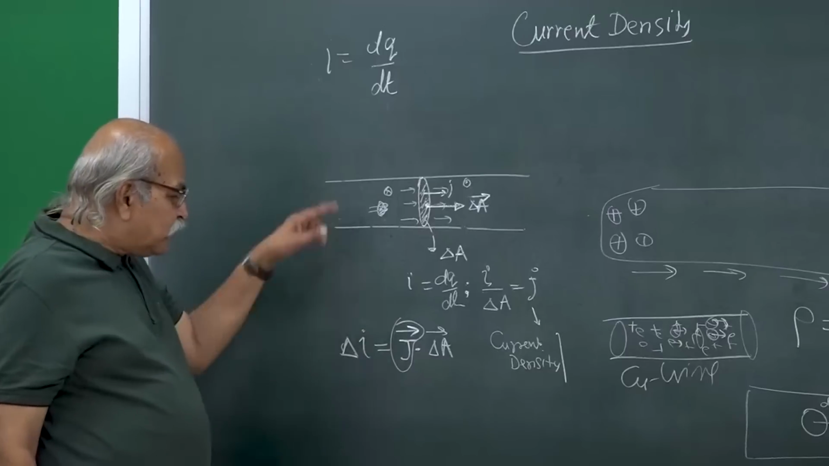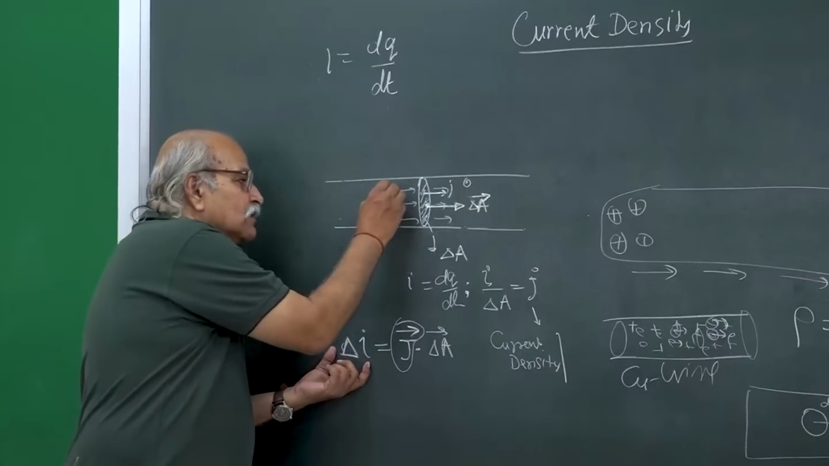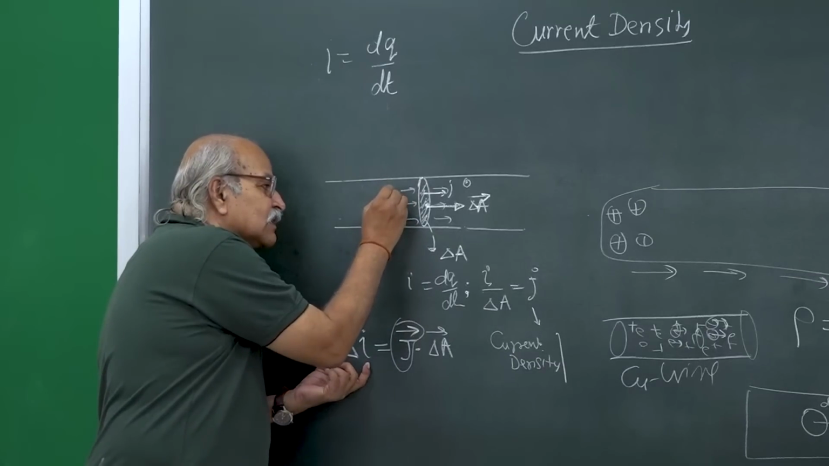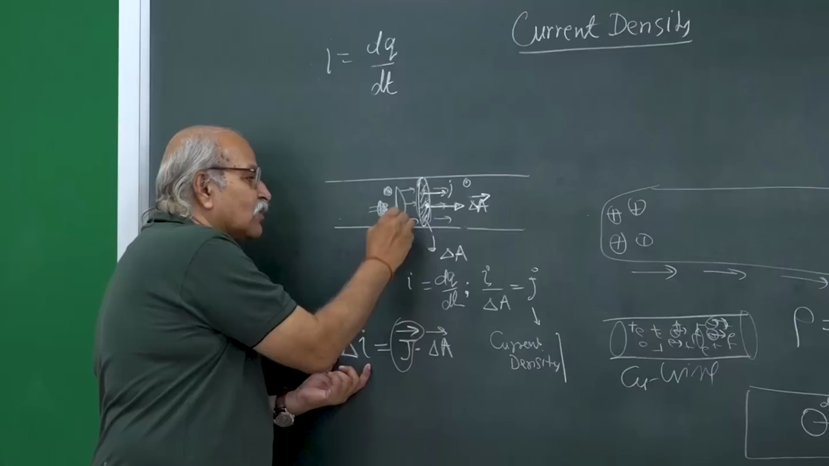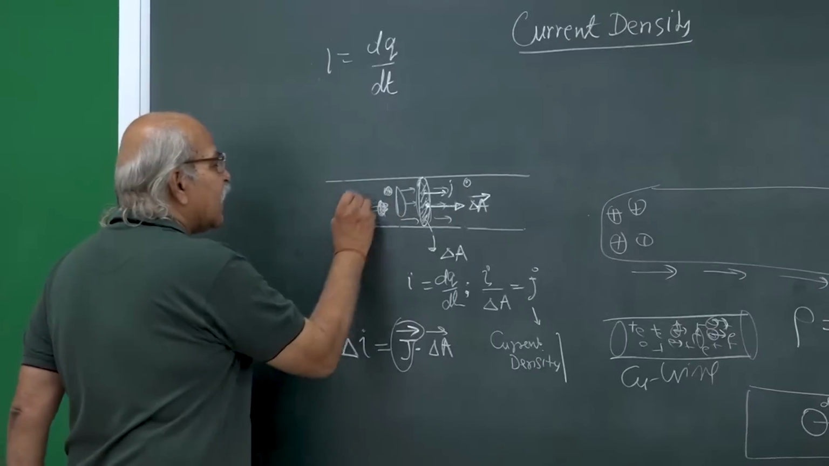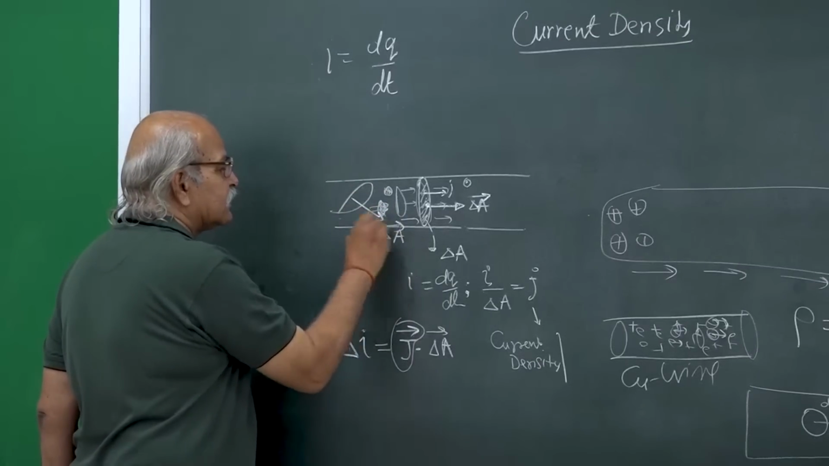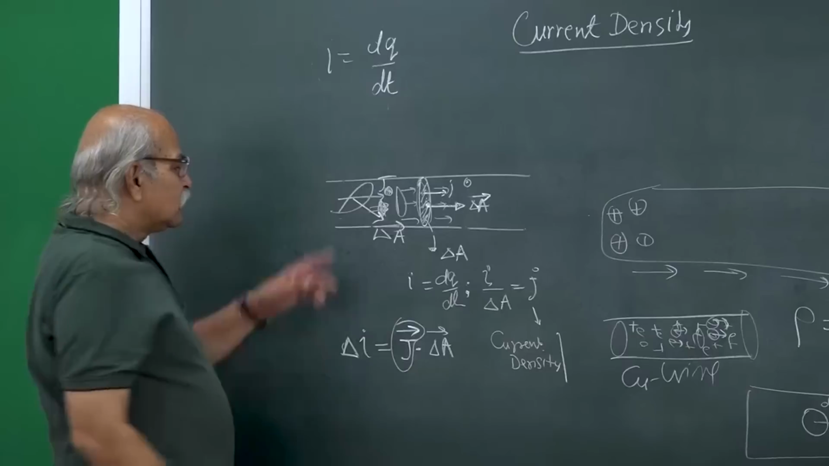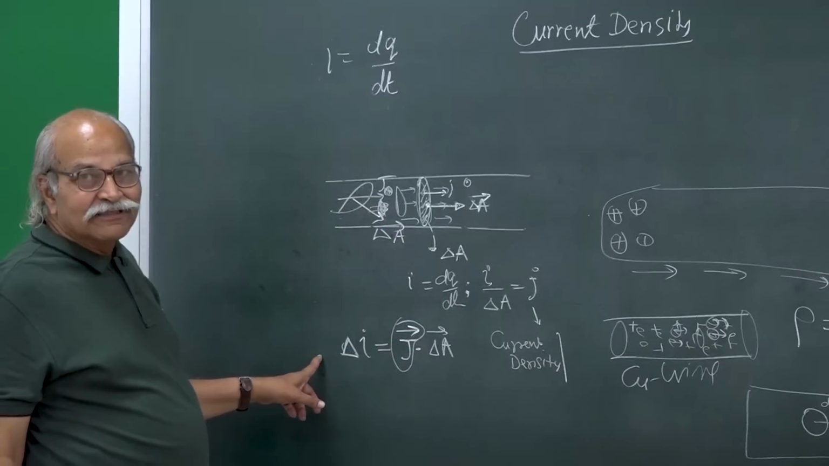So at every point you have its own J, and this delta I is through that whole cross section, this cross section or this cross section, and so on, whatever cross section you make, whatever area you make. And if the area is slant, no problem. This is delta A, this is J. J dot delta A will still give you the current.